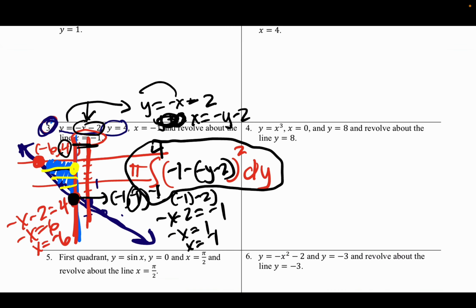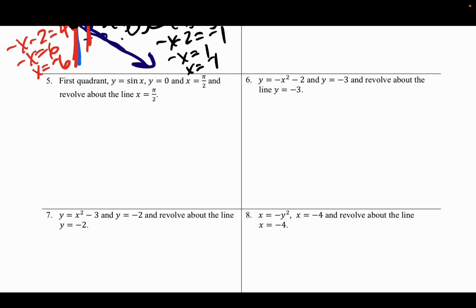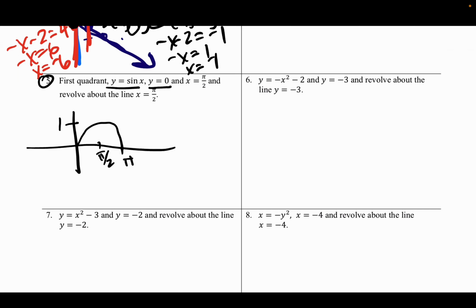All right, let's drop down. I want to make sure I get some other types. Let's try number 5. All right, in the first quadrant you have sine x. So this goes up 1, and this is pi. This is pi over 2. And I might need to draw more of it, but we'll see. So in the first quadrant, you're just not going to look back here at any of the sine graphs. You've got this sine graph going. Y equals 0, which is the x-axis, so we'll make that blue. And the line x equals pi over 2.